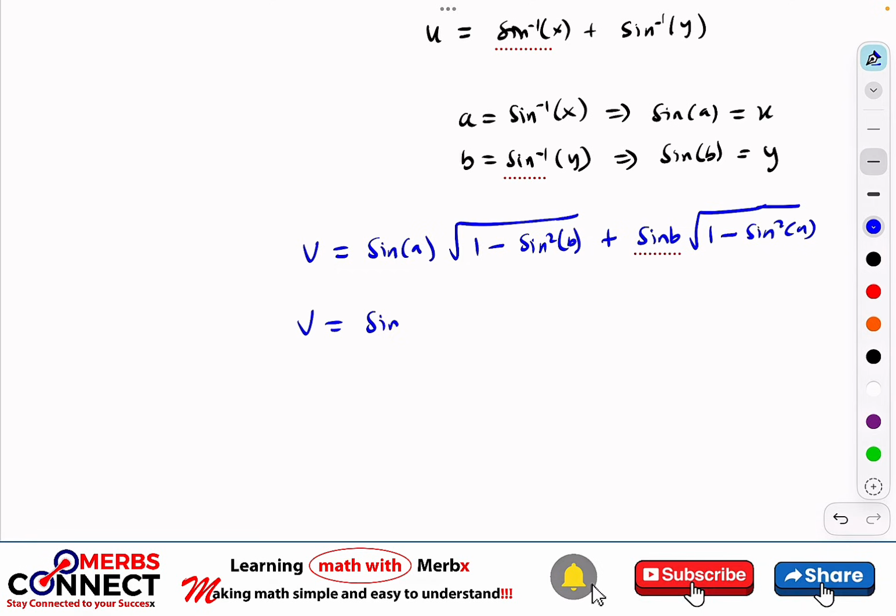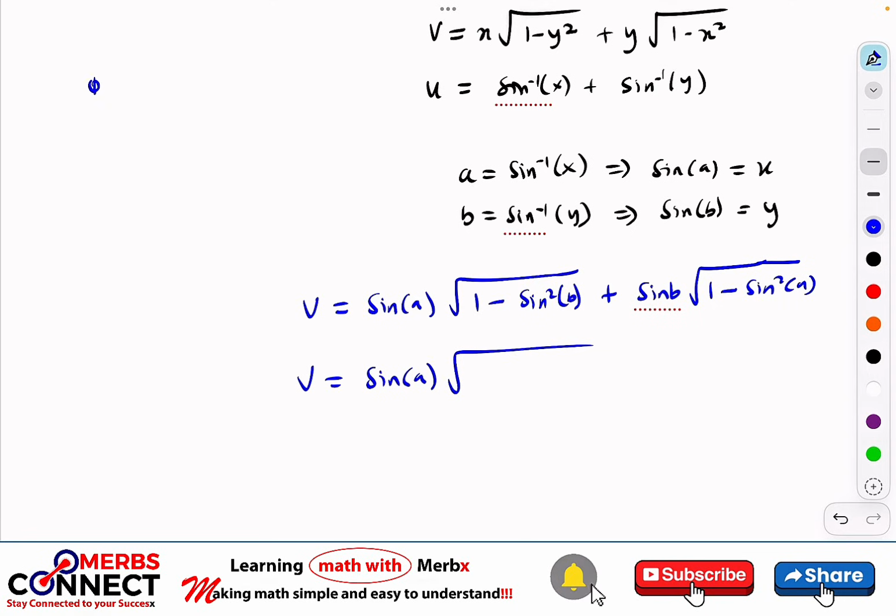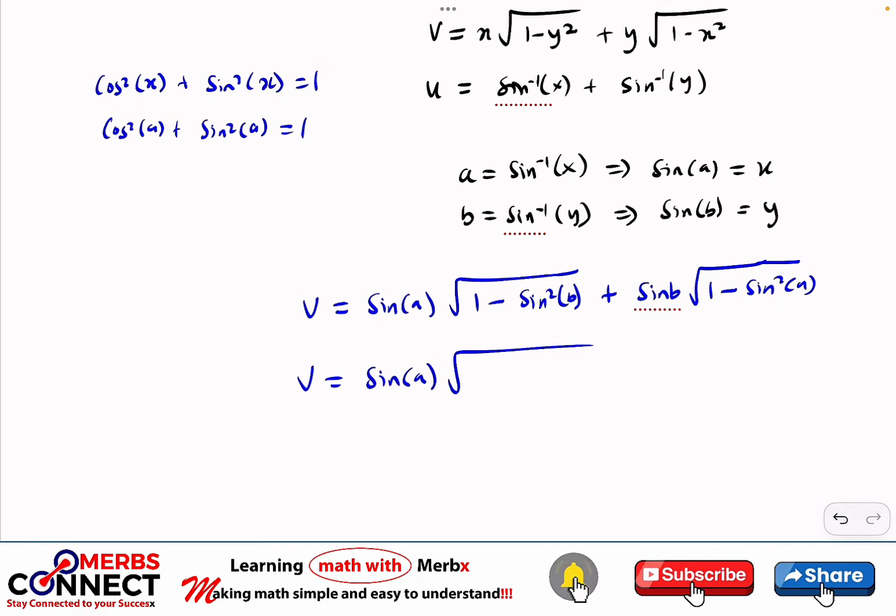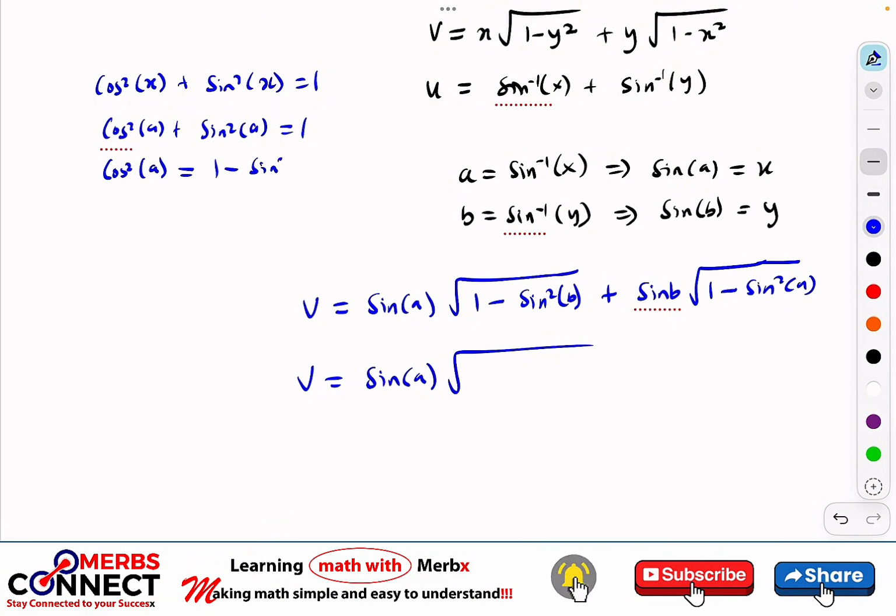Now this is sine of a square root of... now let's use one of the identities. Cos of x plus sine of x squared, this identity here, is equal to 1. So if I'm using a and b, then cos squared a plus sine squared a is equal to 1. If I want to make this the subject, I can move the sine to this side. So I'm just going to have cos squared of a, which is equal to 1 minus sine squared of a.